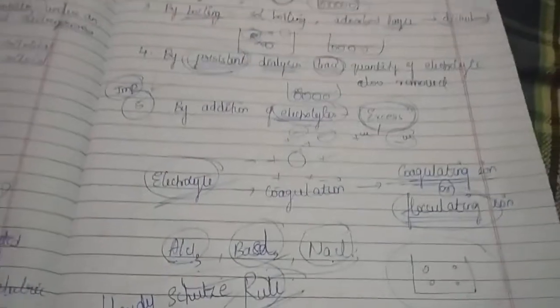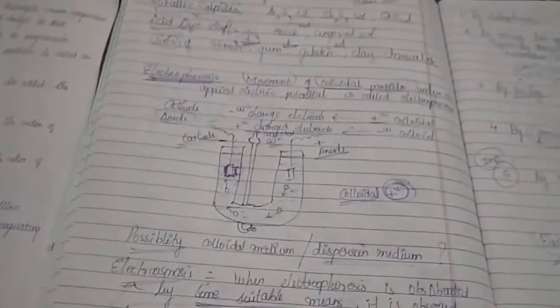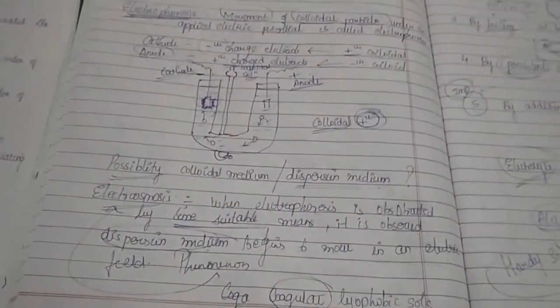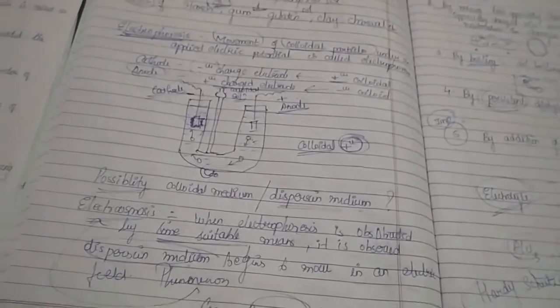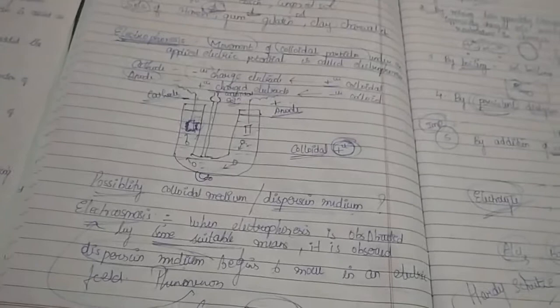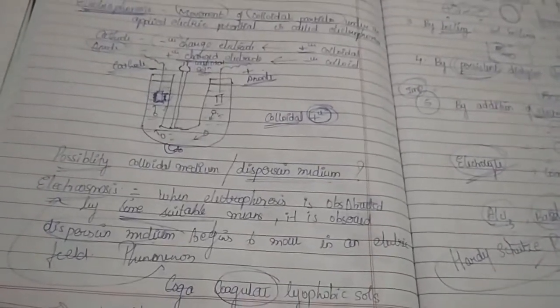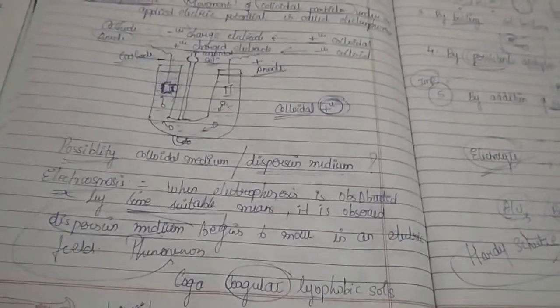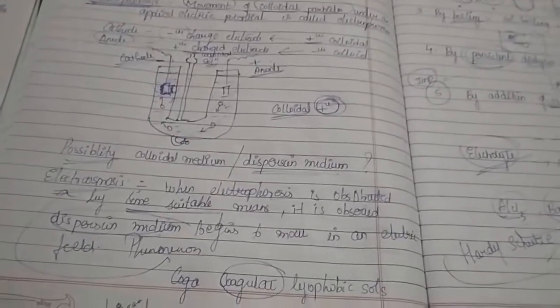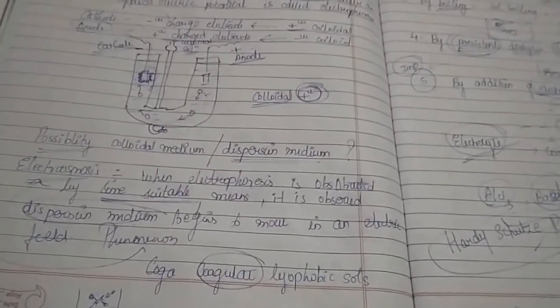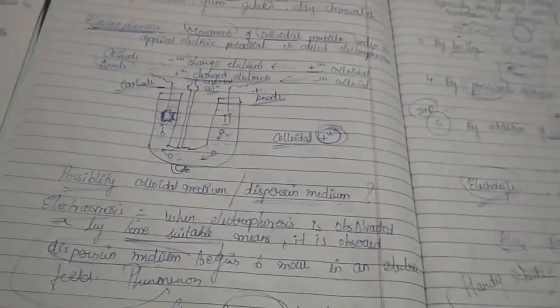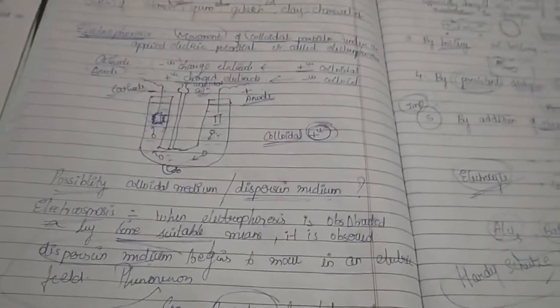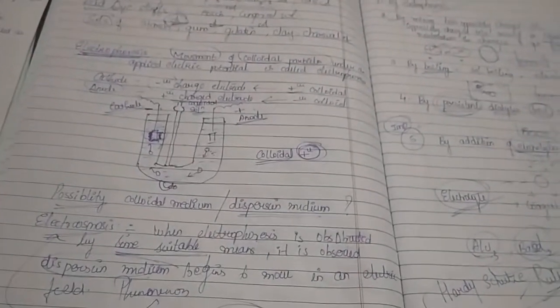So in today's video, we have seen the concepts of electrophoresis and electro-osmosis. Electrophoresis means the movement of colloidal particles under the influence of an electric field. Whereas in electro-osmosis, if by certain means we stop the movement of the colloidal particles, the dispersion medium particles will move under the influence of the electric field. That phenomenon is called electro-osmosis.